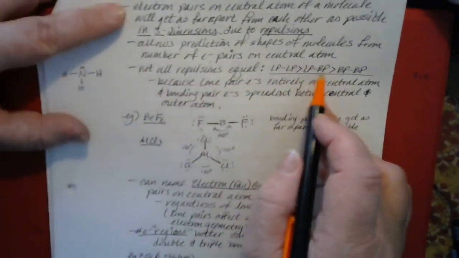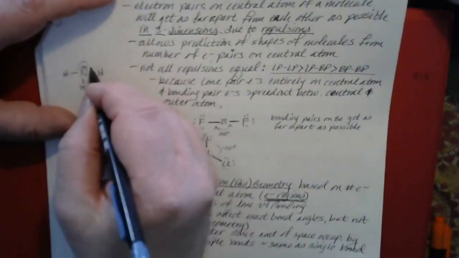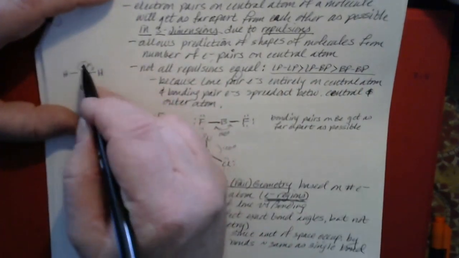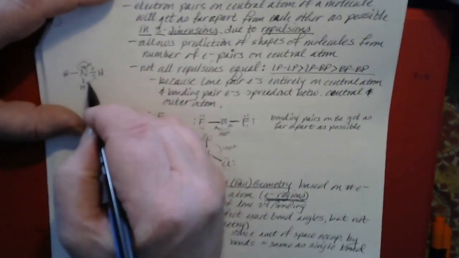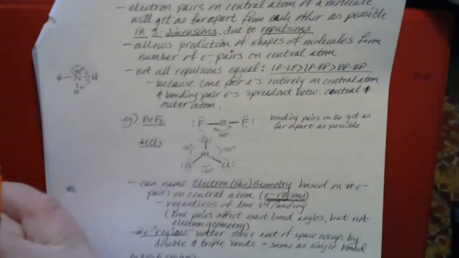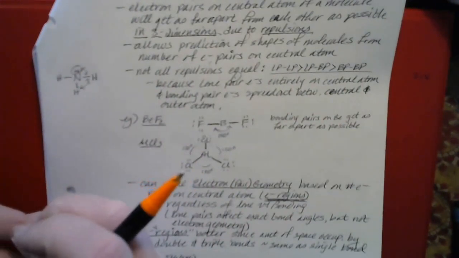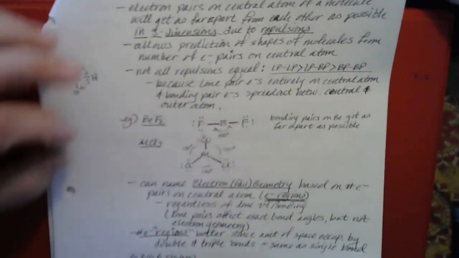Lone pair bonding pair repulsions will be the second greatest. And then the least repulsion would be bonding pair repulsions. So the repulsion between the lone pair and the bonding pair would be greater than the repulsion between the bonding pair and the bonding pair. That has the effect of distorting the shapes of the molecules a little bit, although it doesn't normally distort the shapes enough that we would have to change the name of the shape, for instance. But it will change the numbers of the angles a little bit.